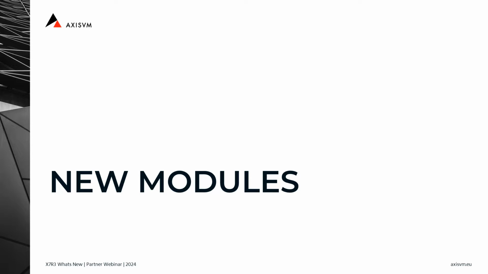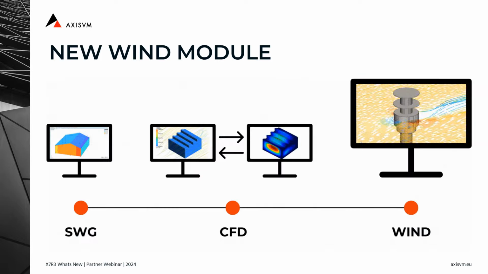The new module introduced in X7 Release 3 is the wind module designed for generating wind loads. Before exploring the functionality of the module, let's start with a brief historical overview. The SVG module provides the ability to automatically generate the snow and wind load on typical structures according to standards since the introduction of AXISVM X4 in 2017.